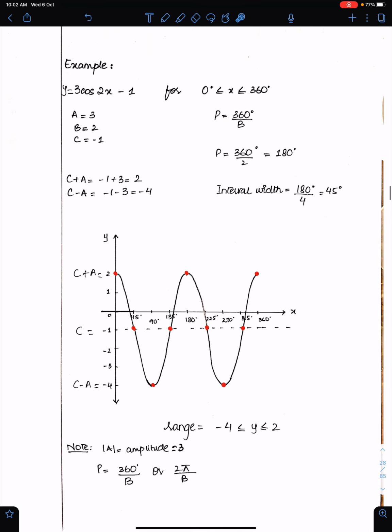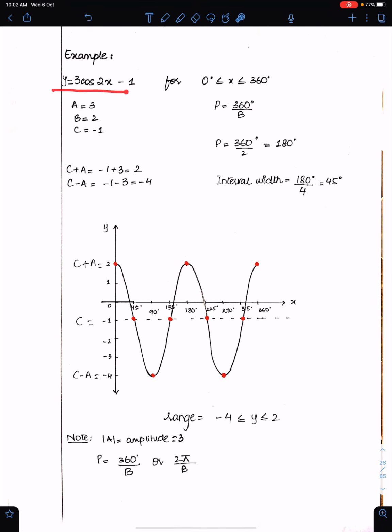What if we have to sketch this function, 3 cos 2x minus 1, for this domain? First compare this equation with the standard equation a cos bx plus c to get the values of a, b and c. The amplitude is 3, and since b is 2, according to this formula the period is 180, intervals are of 45, c plus a is 2, c minus a is minus 4. This is the maximum value of y and this is the minimum value of y, and this is the range of this function as well.